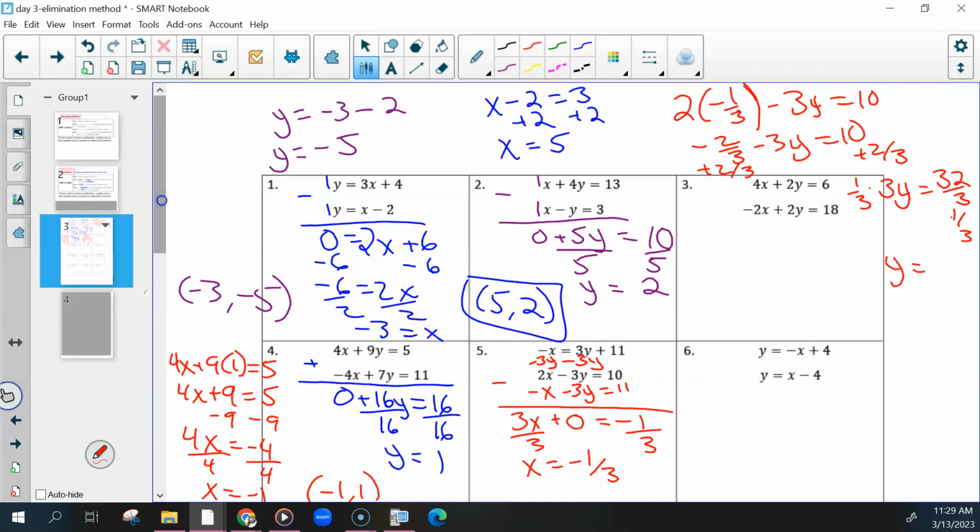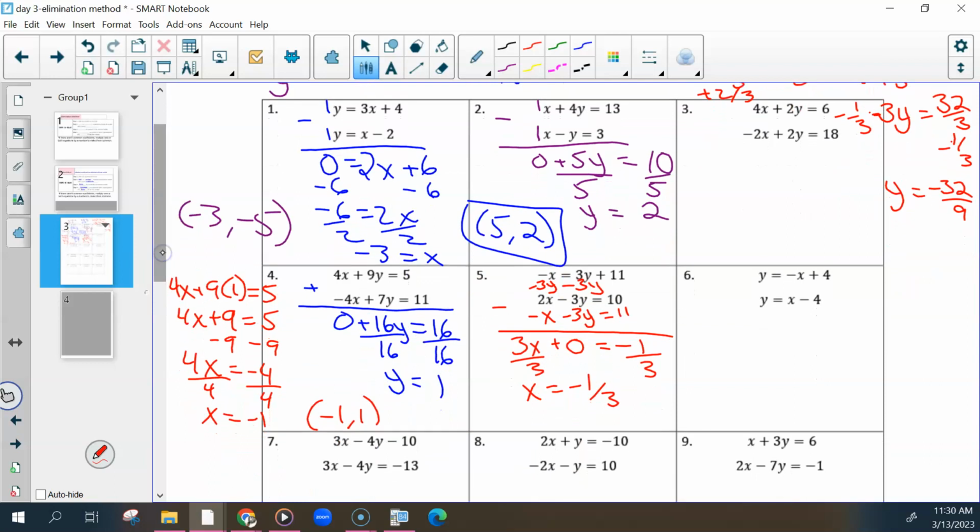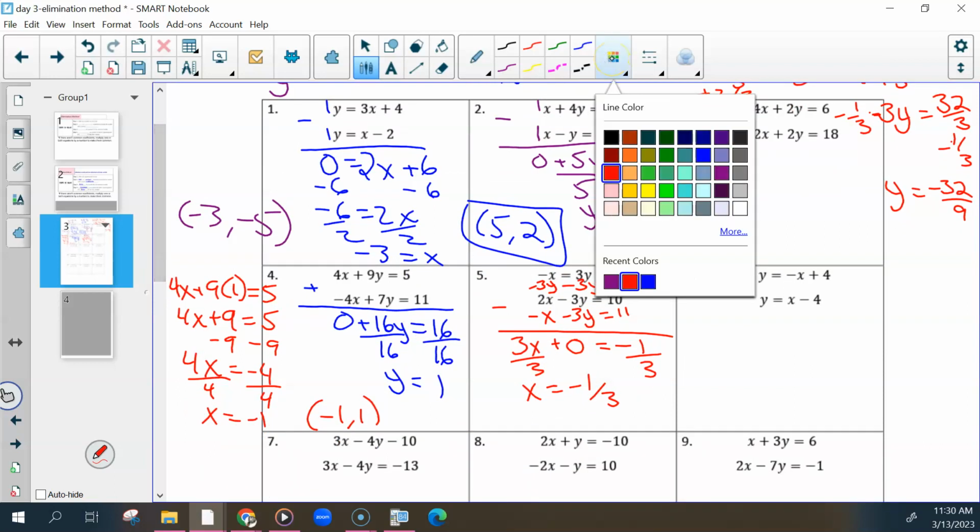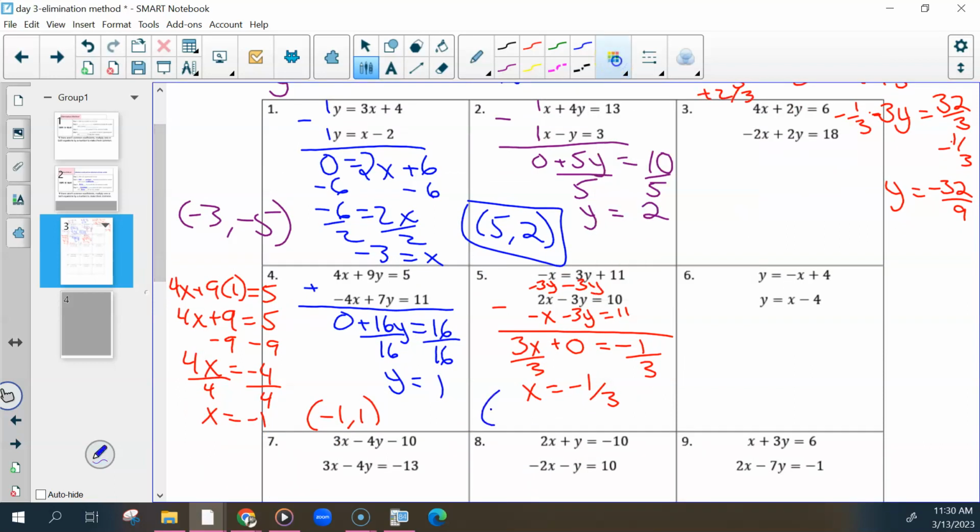So that y is, oh, it was negative. Negative 32 ninths. So then our ordered pair would be negative 1/3, negative 32 ninths.